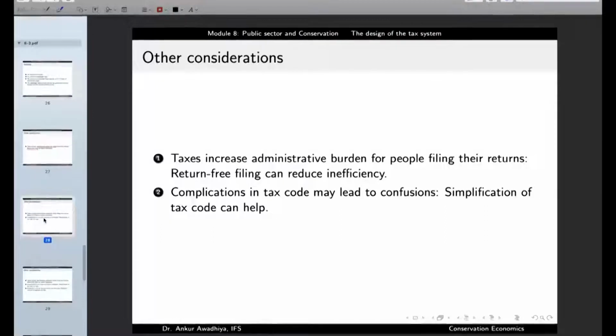Another consideration is complications in the tax code. Now, what does that mean? The government, when it is collecting taxes, makes a tax code. The tax code provides a list of different things that the government is promoting or not promoting. So it is possible that the government says that if you provide a donation to a charitable institution, you will get an exemption from the tax. Now, why would the government do that? Because the government wants to promote donations to these charitable organizations.